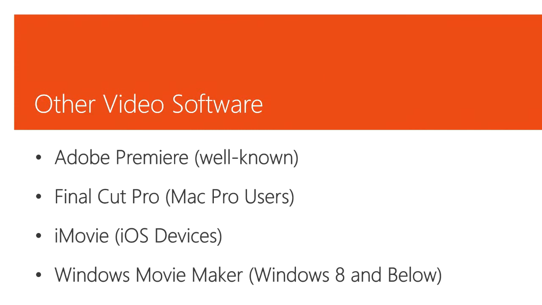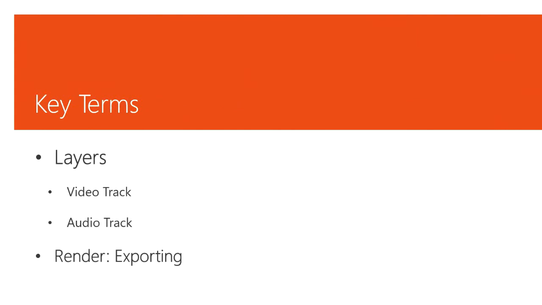Sony Vegas is similar to other video software, with different key features. Now, before we begin, I would like to introduce some key terms. One term that you need to understand is layers. Like any video editing software, layers play an important role in editing a video, and that includes the video track and audio track. The second term is render.